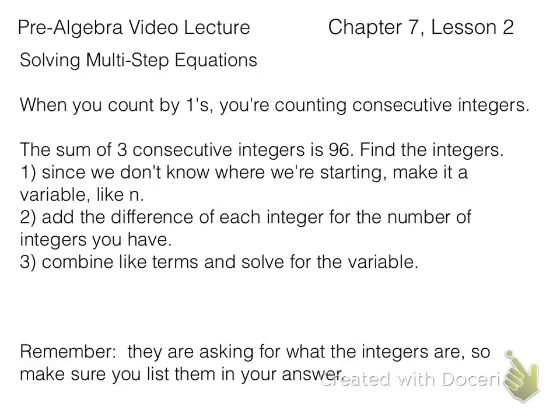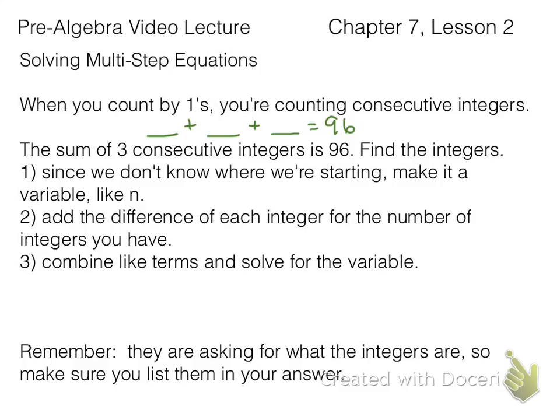So when you count by ones, you're counting consecutive integers. So 1 to 2 is a plus 1. 2 to 3 is a plus 1. 3 to 4 is a plus 1, 4 to 5 is a plus 1, 5 to 6 is a plus 1. Those are what we call consecutive integers. They go in order from least to greatest, and you're counting by ones. All right, so that's what consecutive means. It means in order, numerical order.